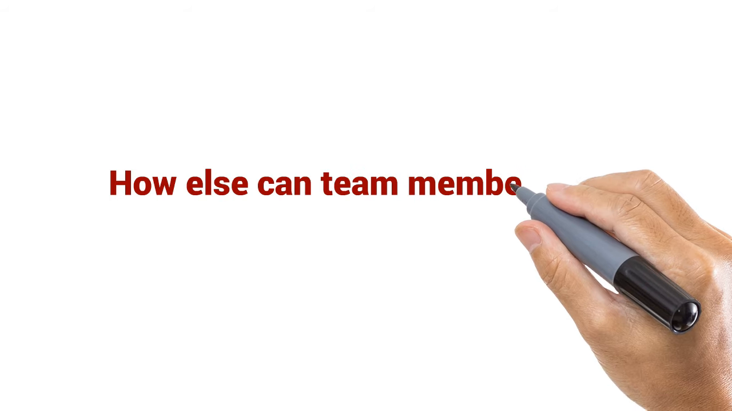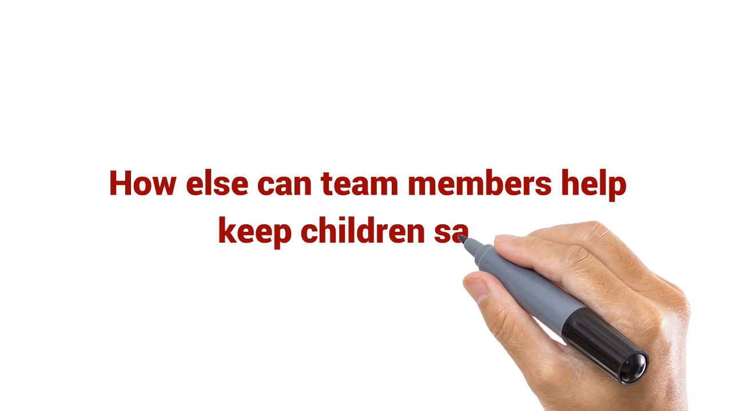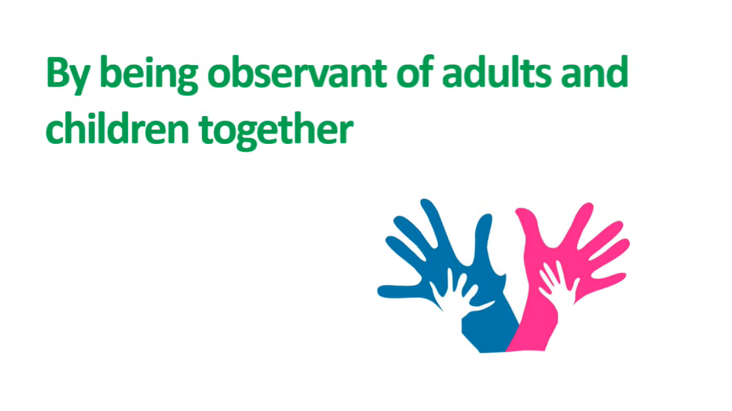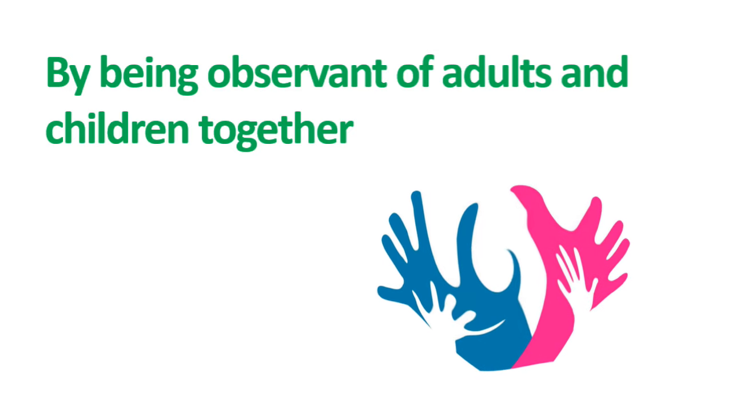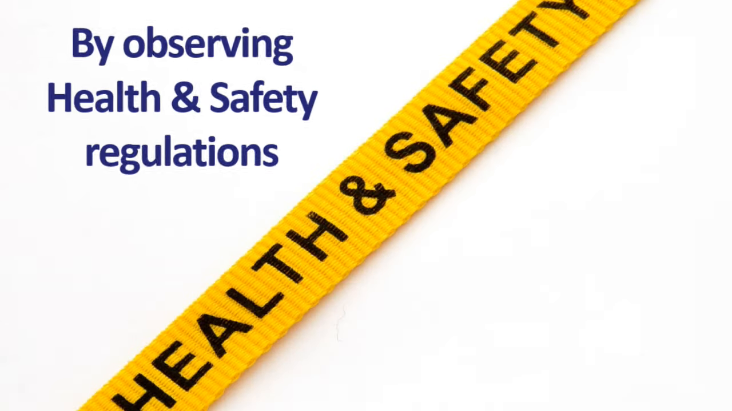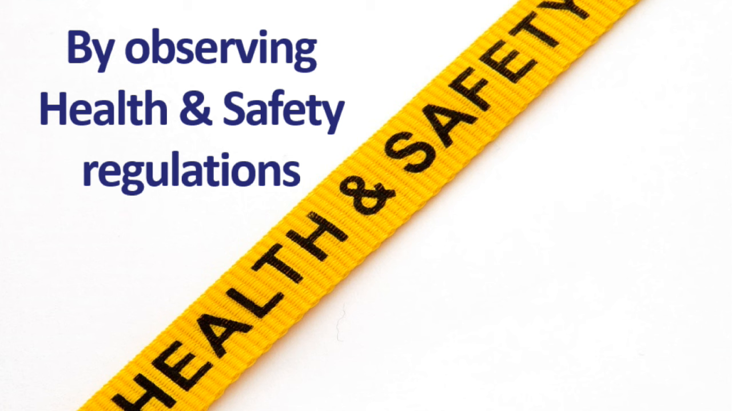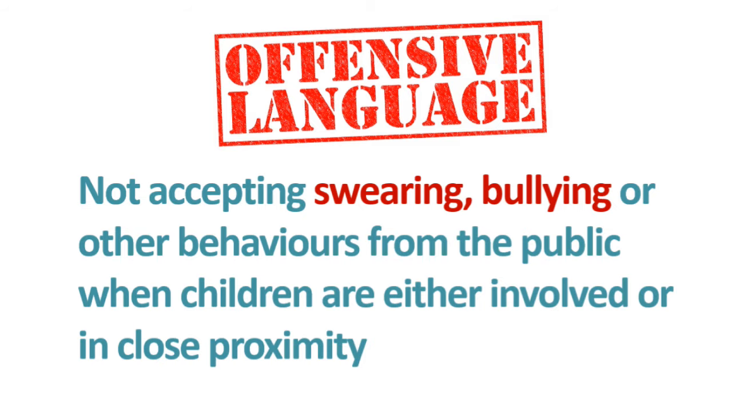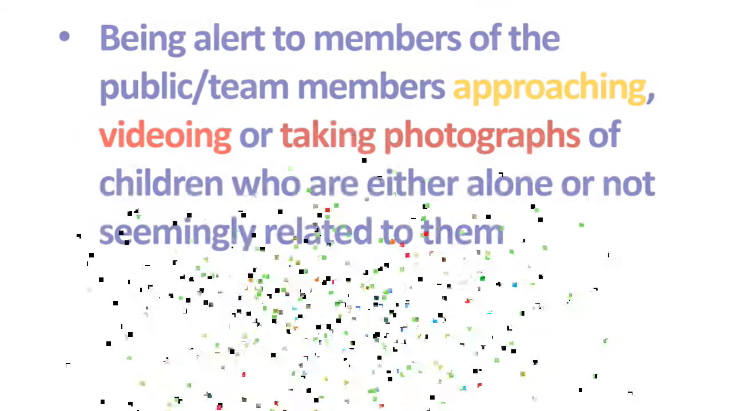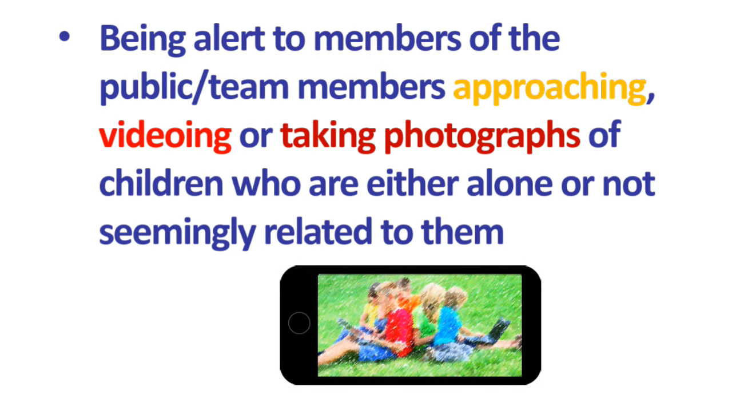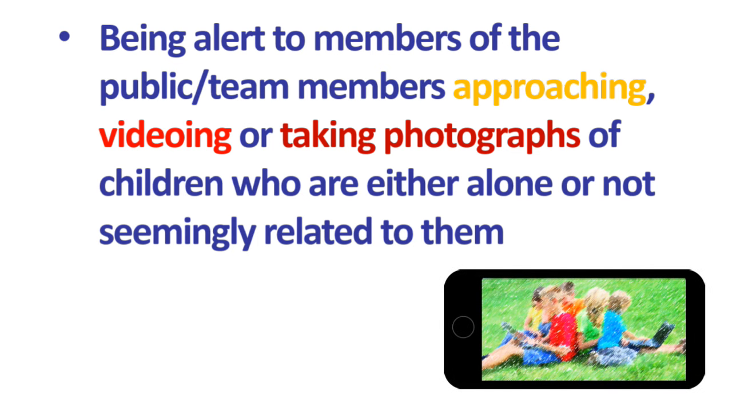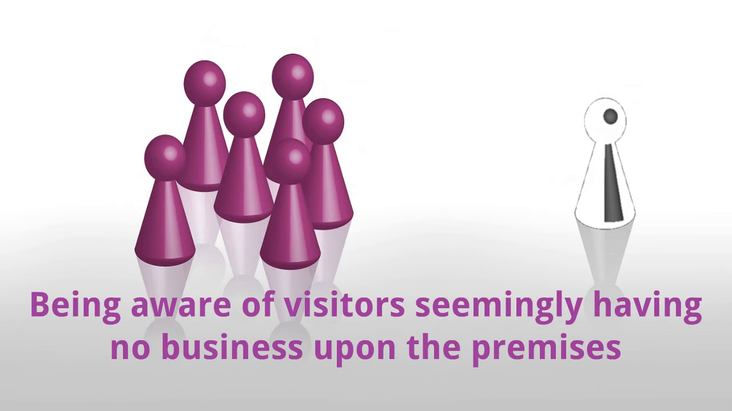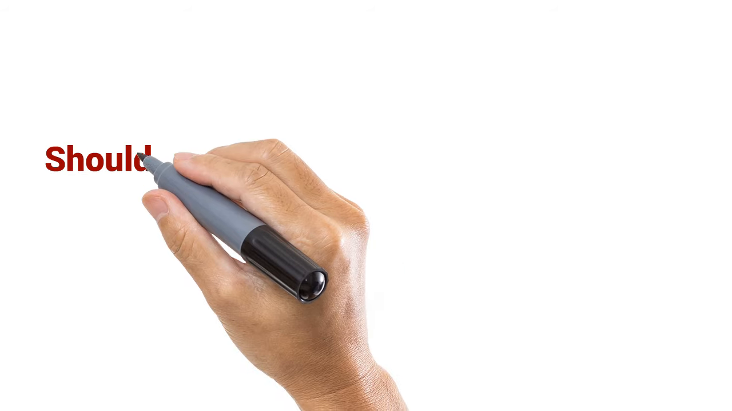How else can team members help keep children safe? By being observant of adults and children together. By observing health and safety regulations. By not accepting swearing, bullying or other behaviours when children are either involved or in close proximity. By being alert to people approaching, videoing or taking photographs of children who are either alone or not seemingly related to them. Being aware of visitors seemingly having no business upon the premises.